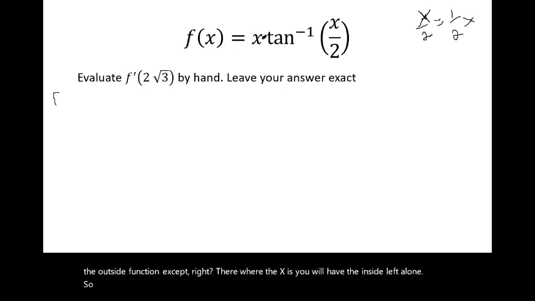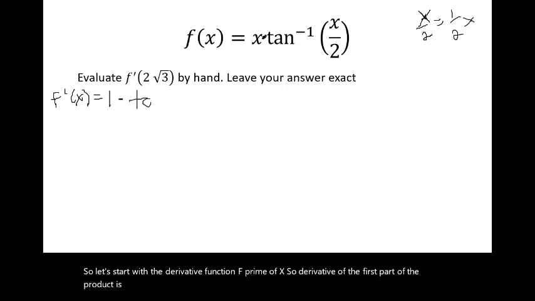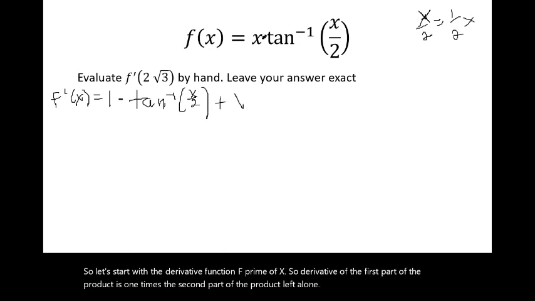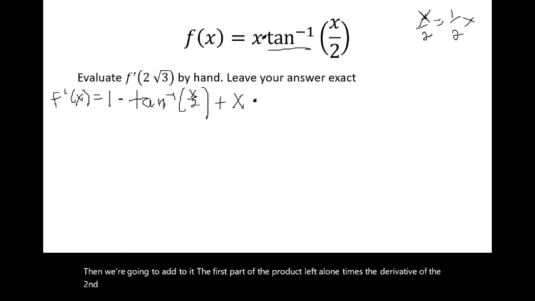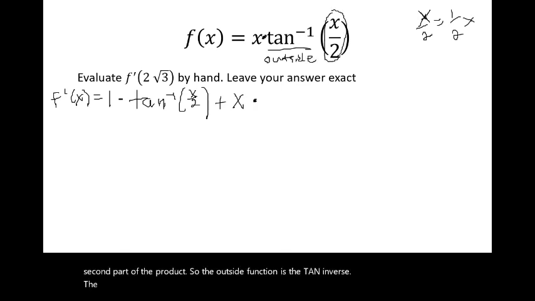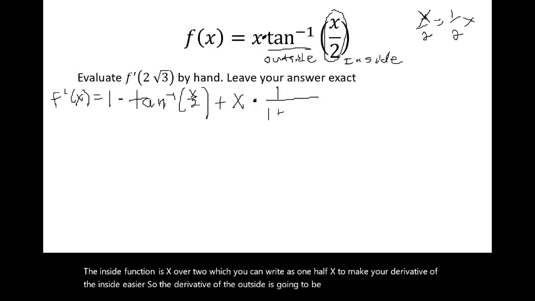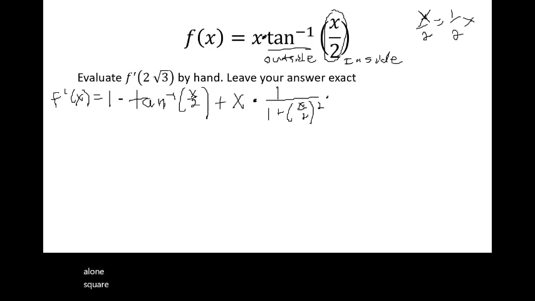So let's start with the derivative function f prime of x. So derivative of the first part of the product is 1 times the second part of the product left alone. Then we're going to add to it the first part of the product left alone times the derivative of the second part of the product. So the outside function is the tan inverse. The inside function is x over 2, which you can write as 1/2 x to make your derivative of the inside easier. So the derivative of the outside is going to be 1 over 1 plus the inside left alone squared. Then you're going to multiply it by the derivative of the inside. Derivative of 1/2 x is 1/2.